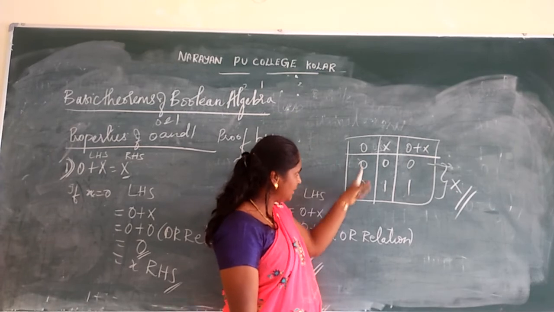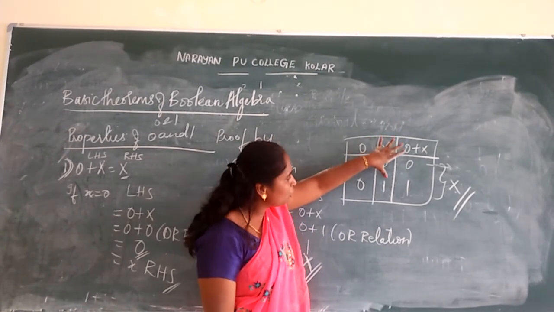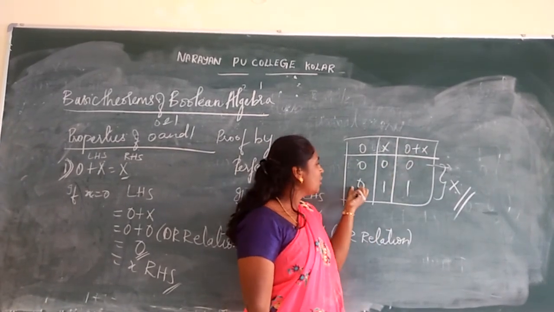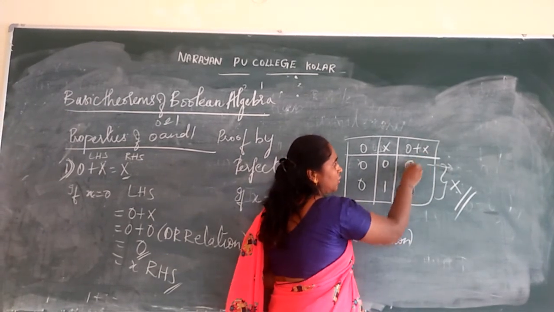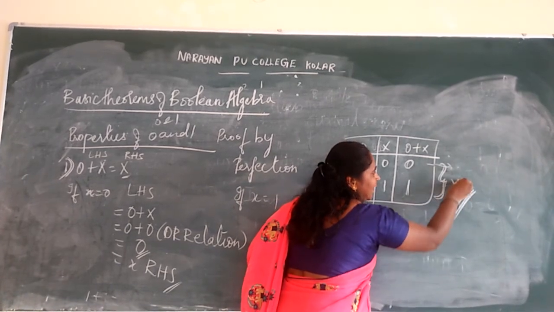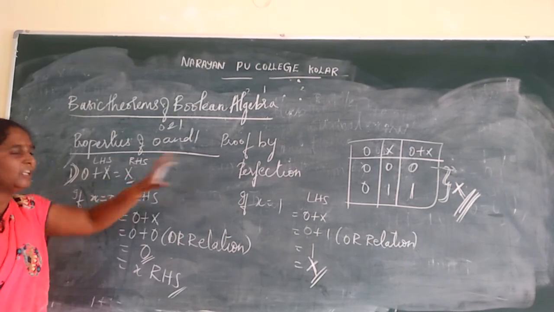It is the same in both conditions. Only the x value changes. First time you are taking 0, second time you are taking 1. 0 plus x is nothing but 0 plus 0, which is 0. 0 plus 1 is nothing but 1. So 0 plus x gives 0, 1. Then in both the cases, the output we got is the variable x. This proves the property 0 plus x is equal to x.